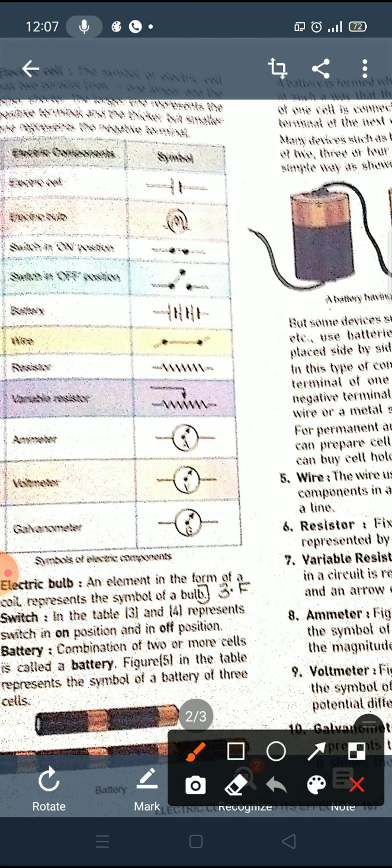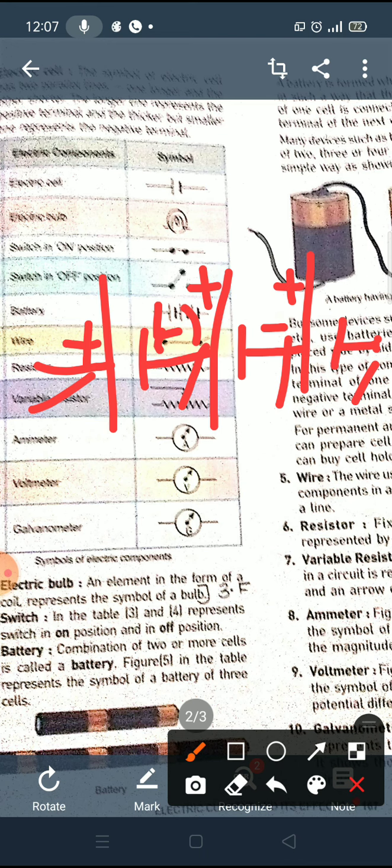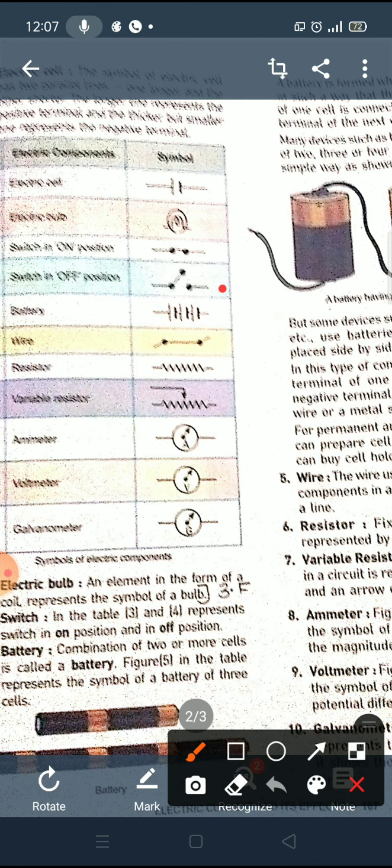See, I am telling you the battery diagram. One big line, this is positive. Then a small line, this is negative. Then again big line, positive, again small, negative, again big positive, again small negative. So here you can see the cells are attached side by side. So this is a diagram of a battery where two or more cells are attached with each other.